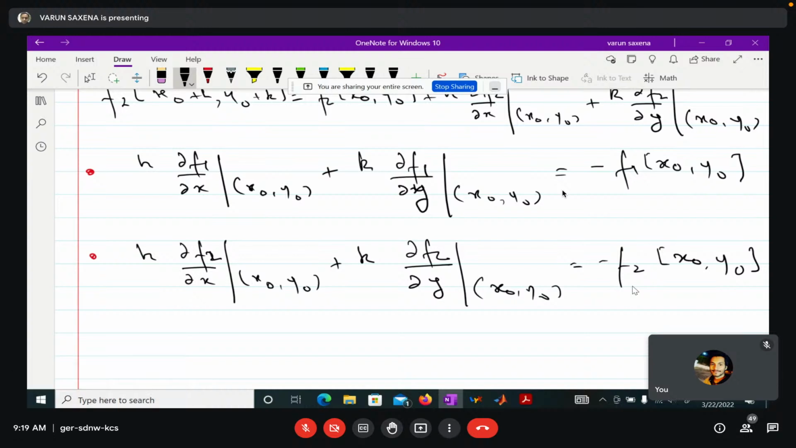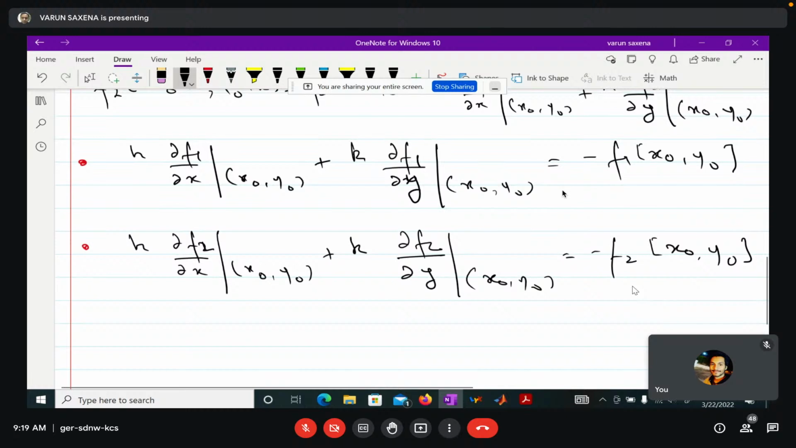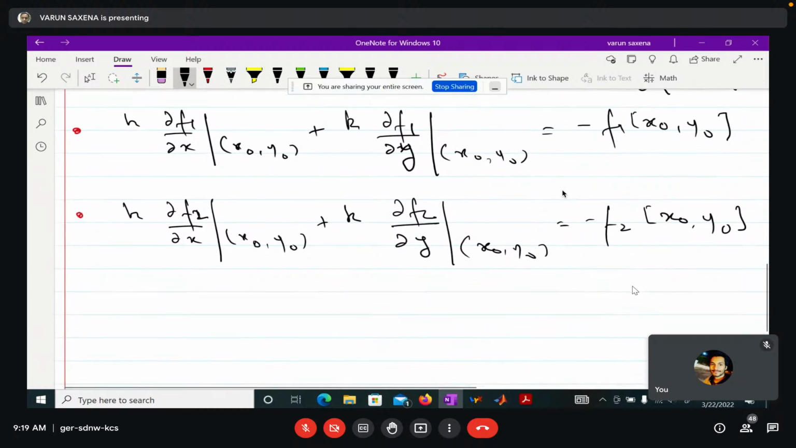When you come down to the second one, here also you will have some number times h plus some number times k is equal to some other number. This is also a linear equation in h and k. So now the problem is simple in the sense that now you have a system of two linear equations in h and k, and you really need to find out the values. You know the methods of doing that, from class 9th and 10th.